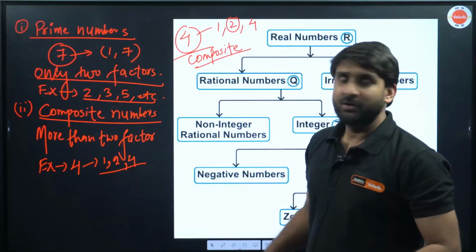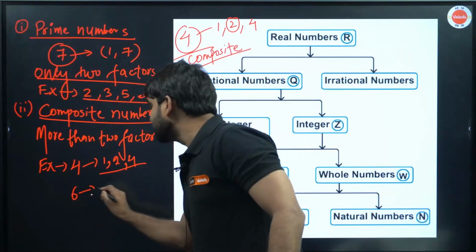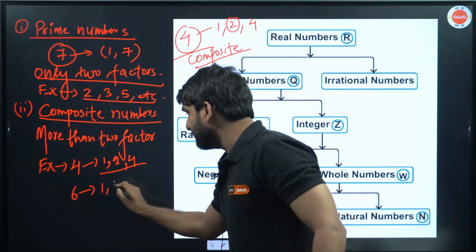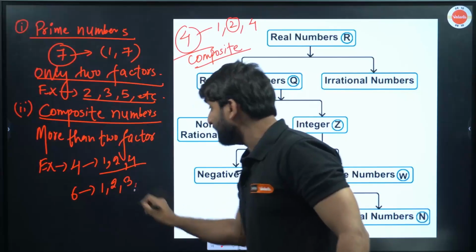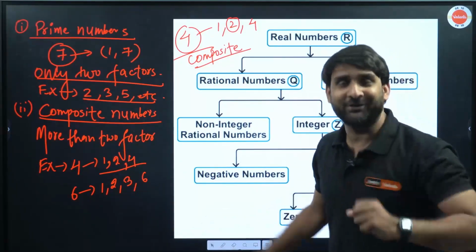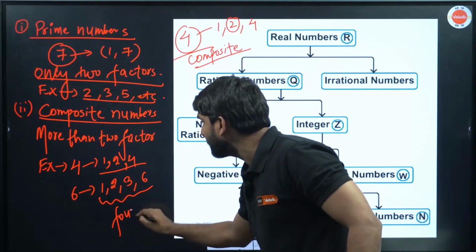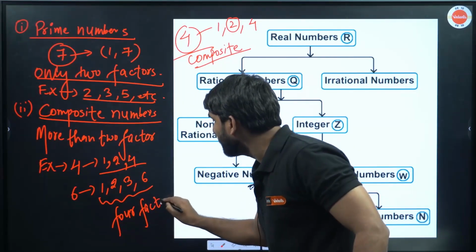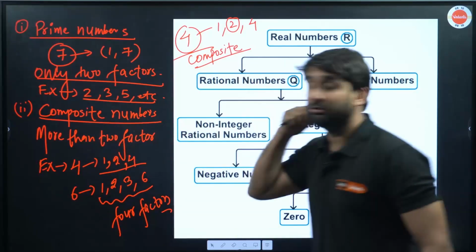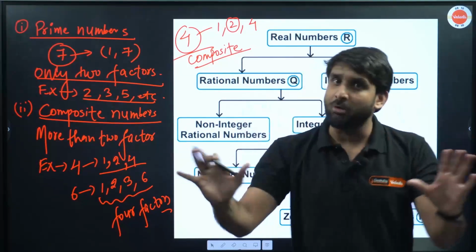And after 4, which number will be the composite number? 5 will not be there. 6 will be there, because 6 can be divided by 1, 2, 3, and 6 also. Oh my God, 4 factors are there. So 6 is also a composite number. I hope you are getting my point. So the difference between prime number and composite number is now clear.